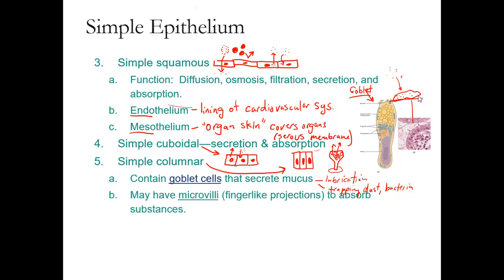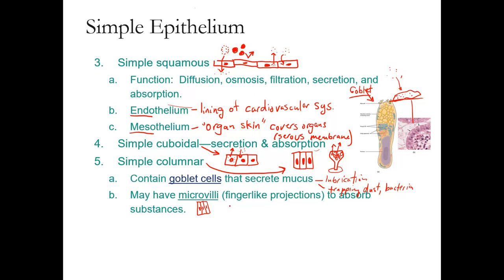All right, another thing that we see in simple columnar is microvilli. And microvilli are these finger-like projections that are used for absorption. So basically, here's what we have. Let's say we have this simple columnar cell. You can see each one of these cells is pretty bland, they just have a little bit of surface area. But what if we want to pack more surface area into these cells?